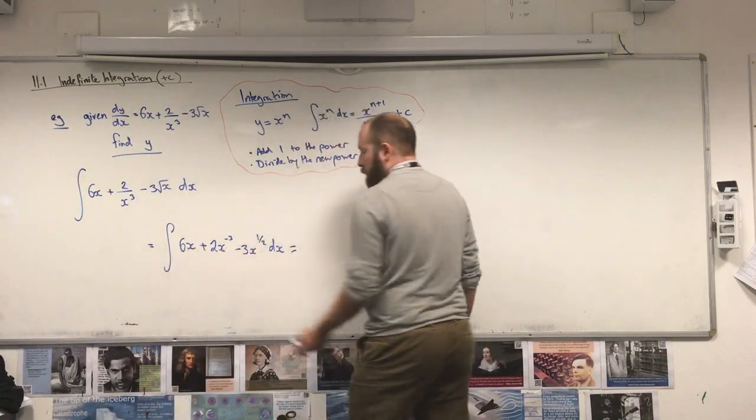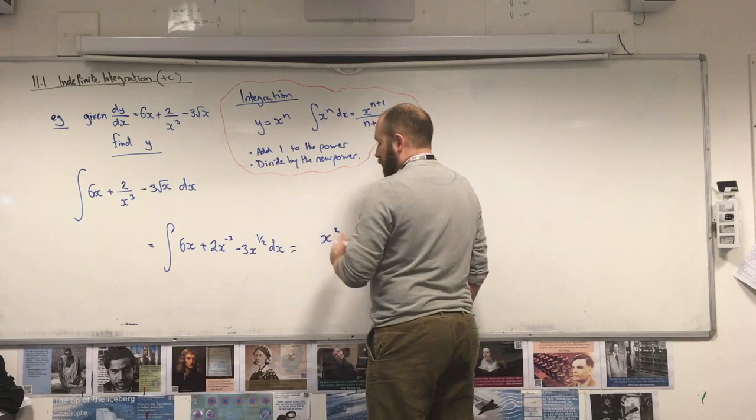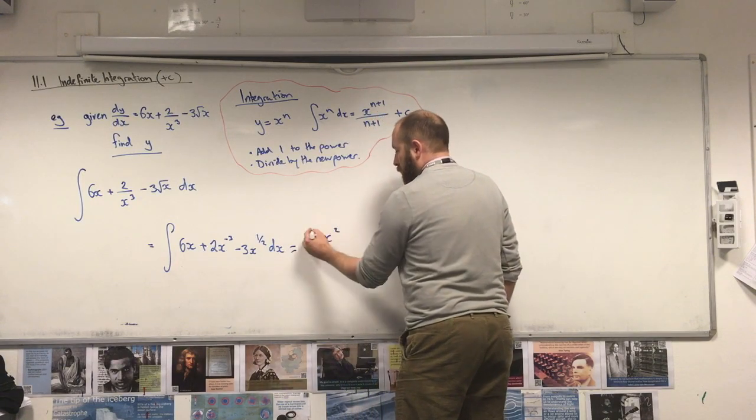So 6x, the x power goes up, so it was power 1, now it's going to be power 2, x squared, and we divide by the new power, so 6 divided by 2 gives us 3.